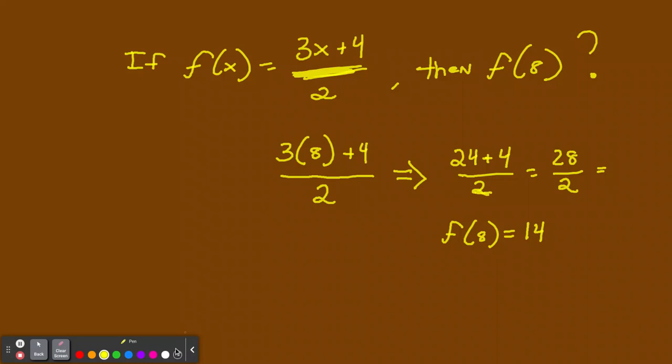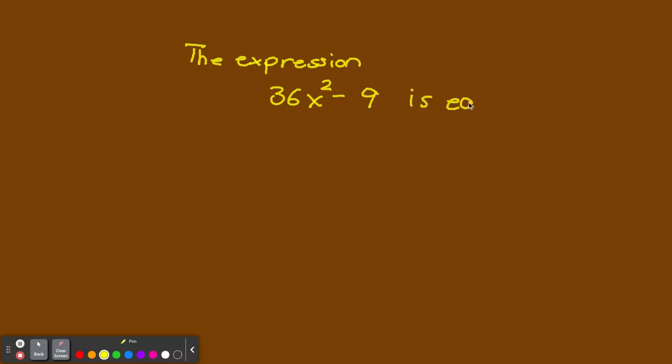All right, let's do another one. Let's clear that out. So let's say you saw the expression 36x squared minus 9. What's it equivalent to? So we could factor this out, right?